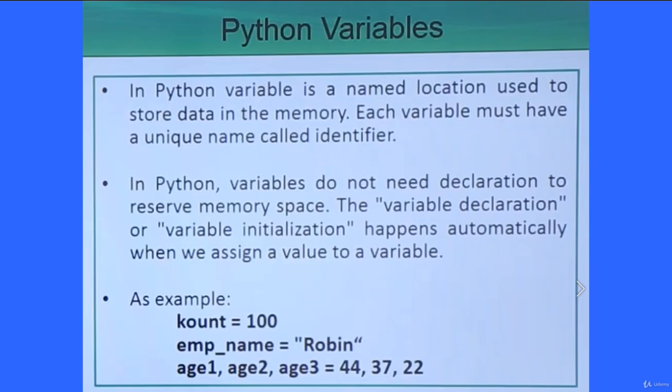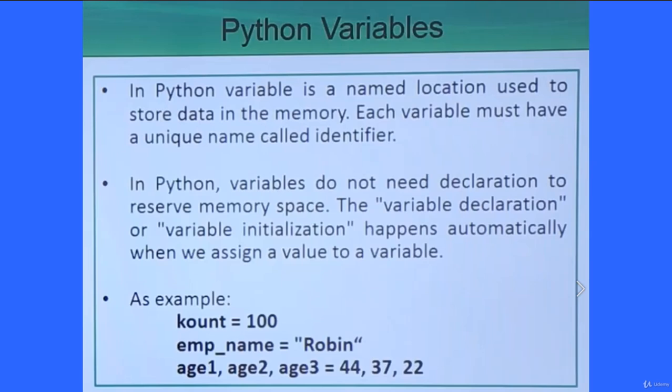In Python, variables do not need declaration to reserve memory space. The variable declaration or the variable initialization happens automatically when we assign a value to a variable. So there is no need to define all the variables at the beginning of the code. Like in C and C++, we always write all the variables and the respective data types at the beginning of our code, and then only we can use them in the successive code. But that constraint is not there in Python.